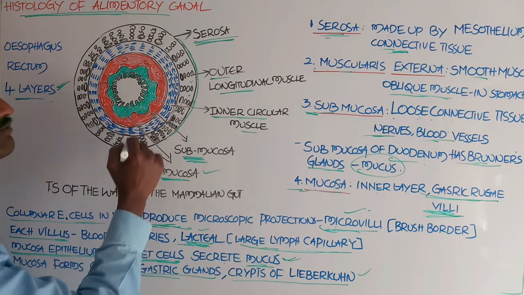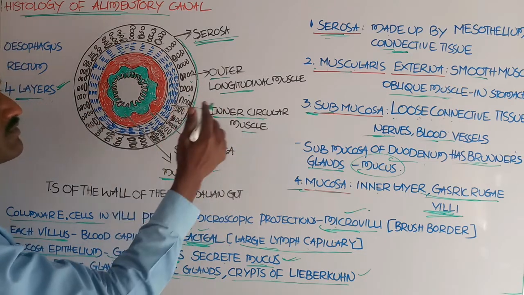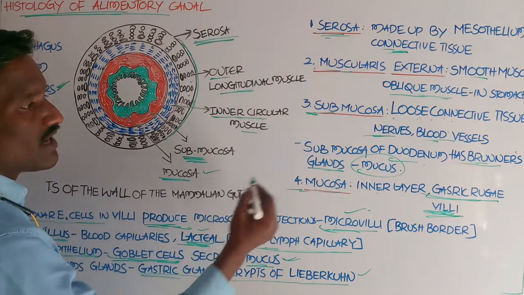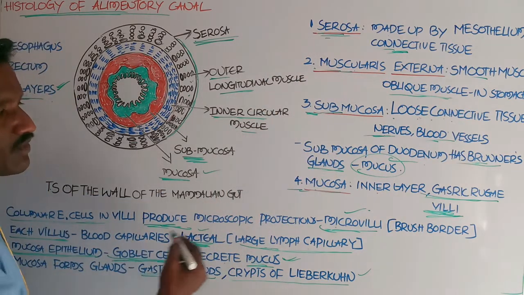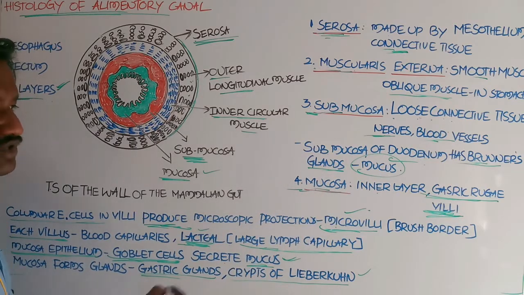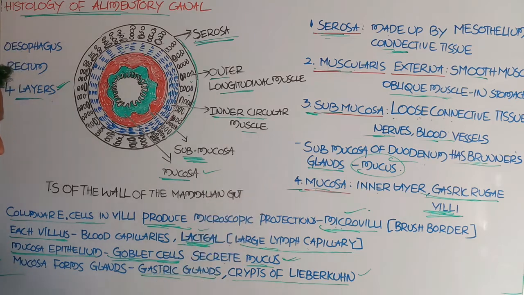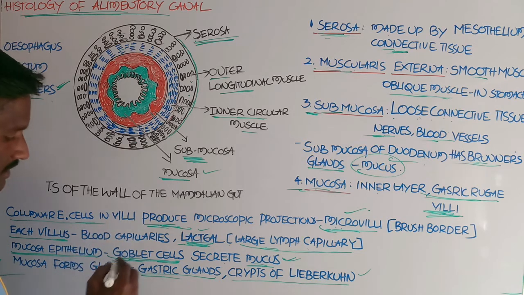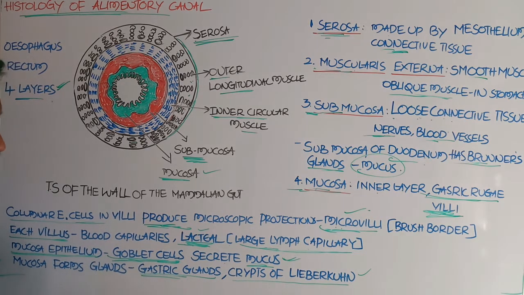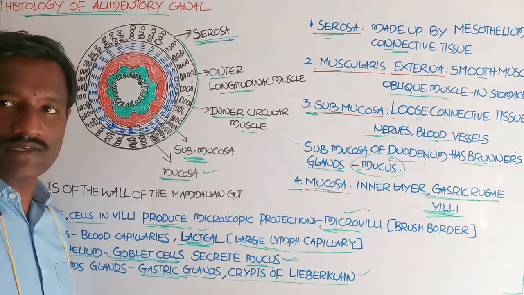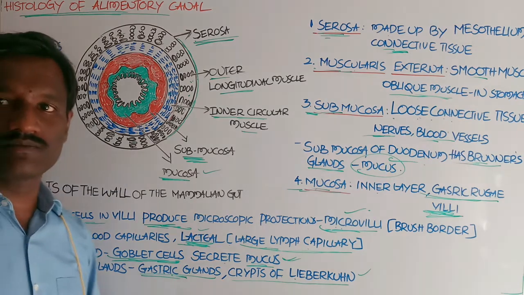The wall, from the outside to inside, consists of four layers. The first is the serosa, the second is the muscularis externa, the third is the submucosa, and the fourth is the mucosa. The mucosa shows the villi and microvilli, and in some regions of the alimentary canal it is modified to form the gastric glands and intestinal glands. Okay students?